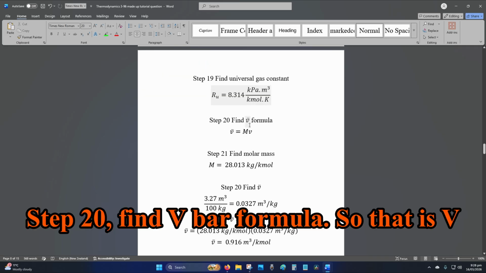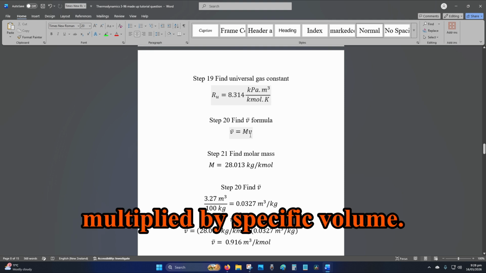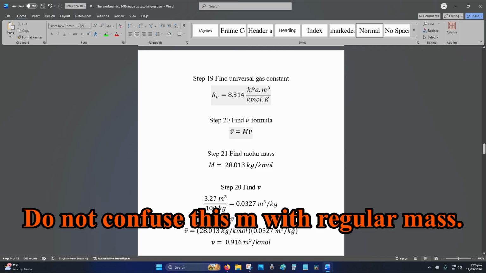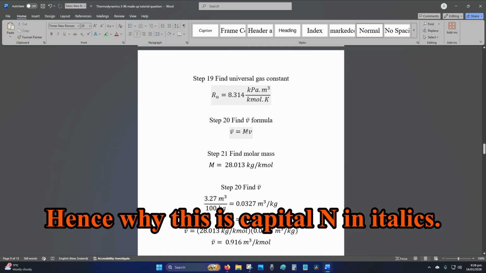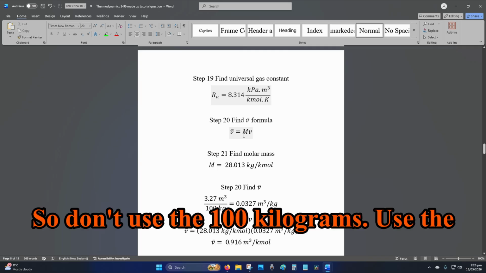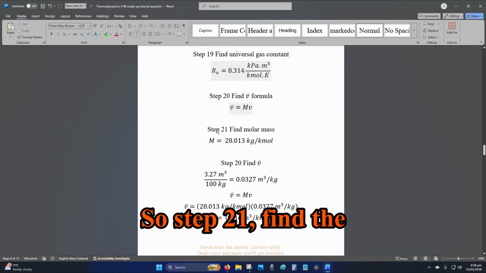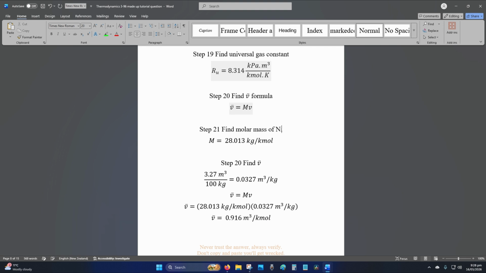Step 20, find V bar formula. So that is V bar is equal to molar mass multiplied by specific volume. Do not confuse this M with regular mass, hence why this is capital and in italics. So don't use the 100 kilograms, use the molar mass of nitrogen. So step 21, find the molar mass of nitrogen.